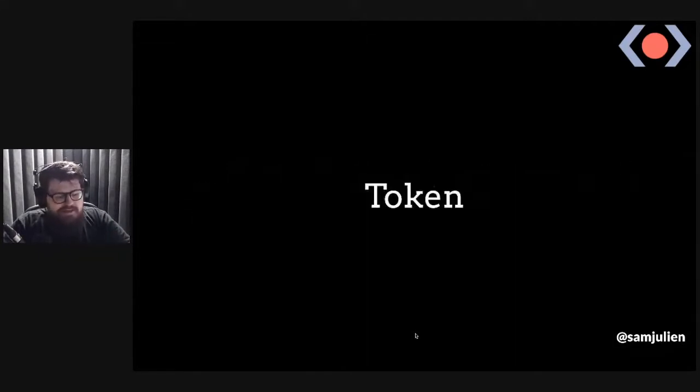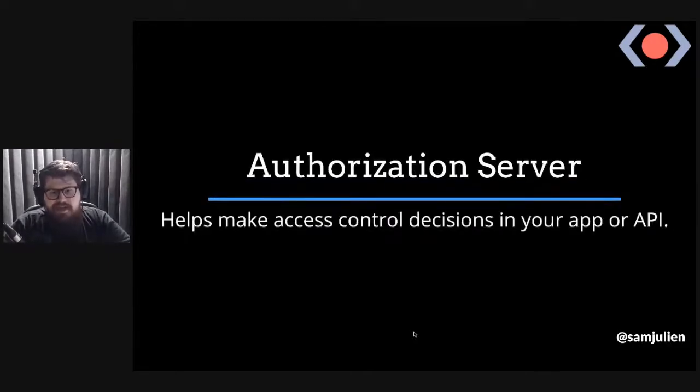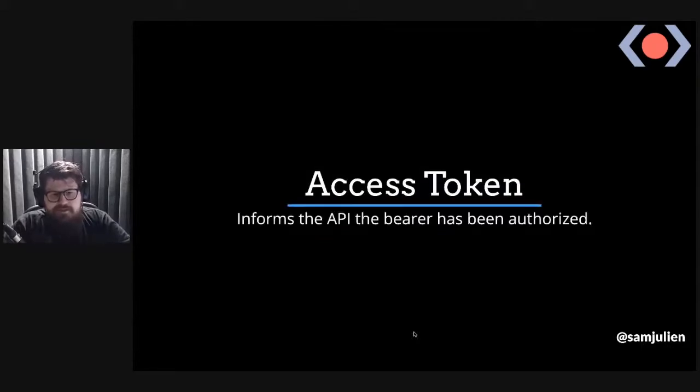Well, what we're talking about here is an artifact called a token. And the way we create it is with an authorization server. So an authorization server is a server that basically helps make access control decisions in your app or your API. And one of the ways it can help with that is by creating an access token. So an access token informs the API that the bearer has been authorized. So the user checks out, basically.